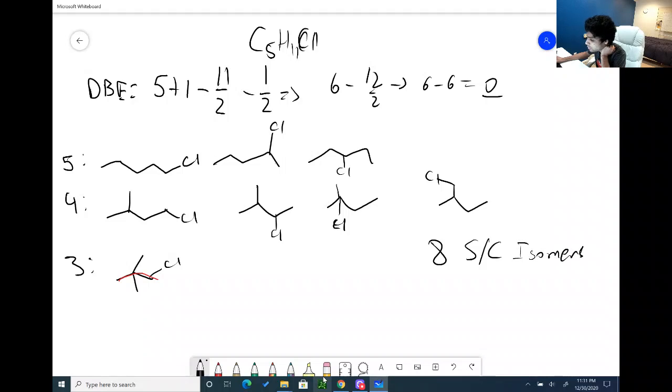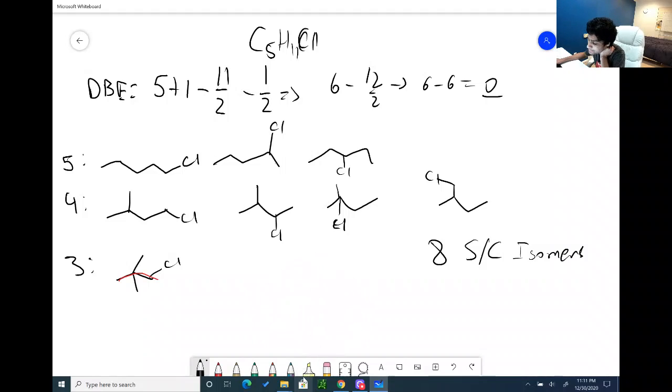If the question asks you to find structural or constitutional isomers, then you're good. However, if they say find all isomers, you're forgetting something. You're forgetting the optical isomers. So these involve cis/trans or chiral centers. Since there's no double bond, we can ignore that. So we have to find chirality centers and then enantiomers.